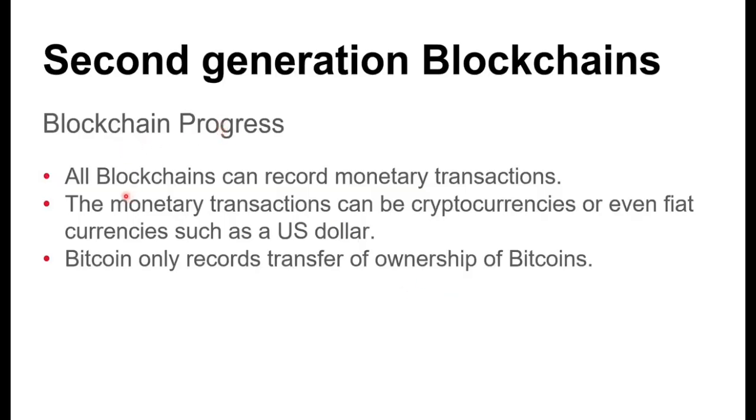So, blockchain progress. All blockchains can record monetary transactions. At their heart, blockchains are ledgers. The monetary transactions can be cryptocurrencies, or even in some cases fiat currencies such as the US dollar. Bitcoin only transfers ownership of Bitcoin. So the Bitcoin network only manages its native token.